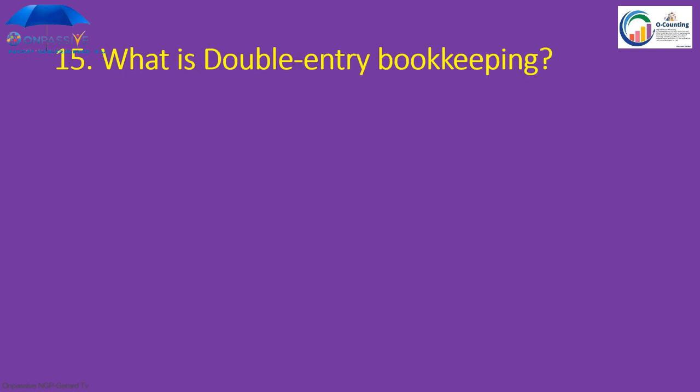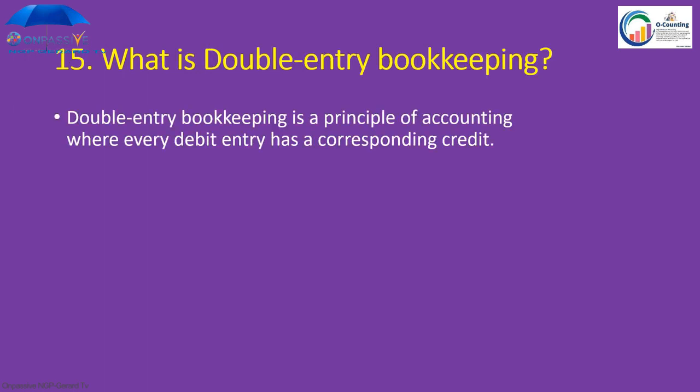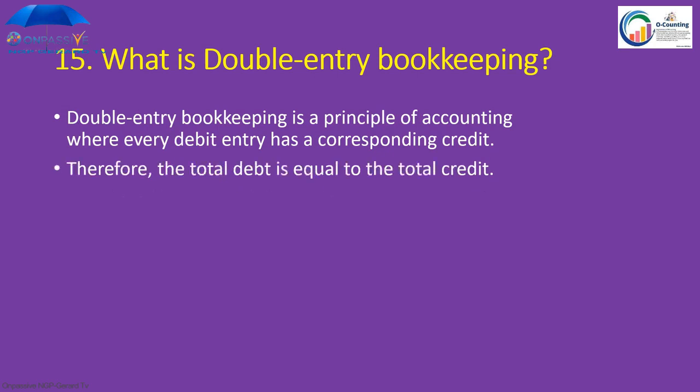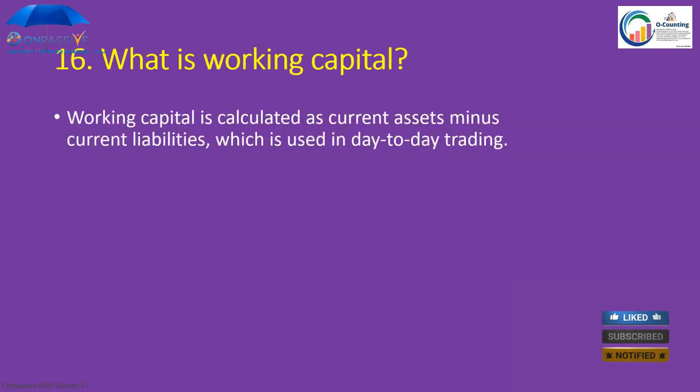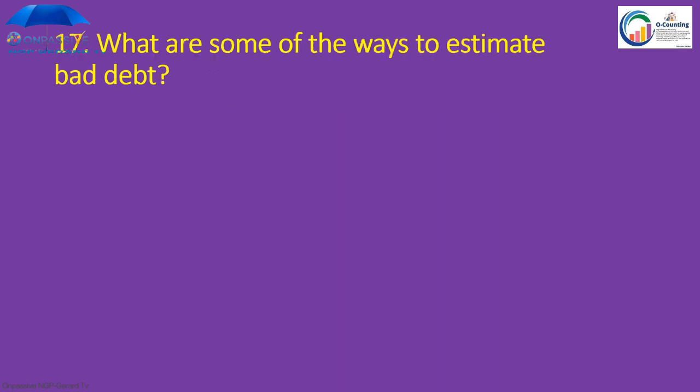What is double entry bookkeeping? Double entry bookkeeping is a principle of accounting where every debit entry has a corresponding credit. Therefore, the total debit is equal to the total credit. What is working capital? Working capital is calculated as current assets minus current liabilities, which is used in day-to-day trading.